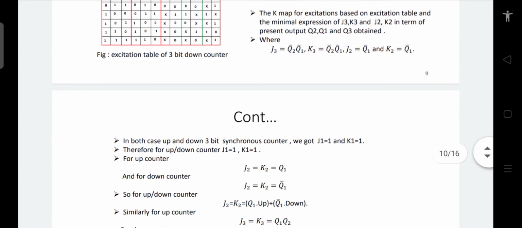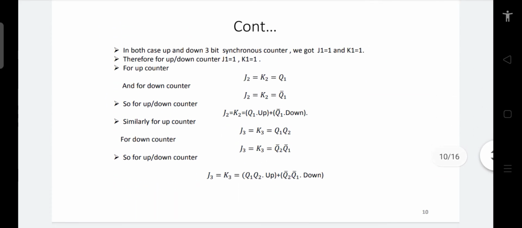Now in the next slide I will show how to mix them together, because what we want is, in the same circuit, up counting as well as down counting. The only thing we have to include here is a mode control input, let's say an up-down count input. In both cases we have to connect J1 and K1 to 1 permanently, so in the up-down counter also we connect both of them to 1 permanently.